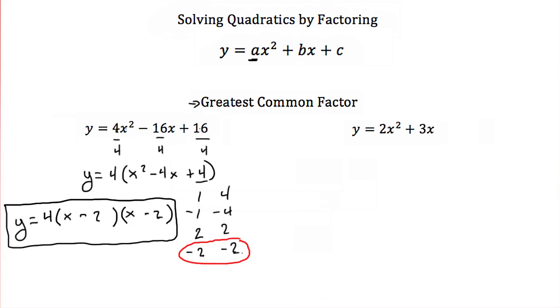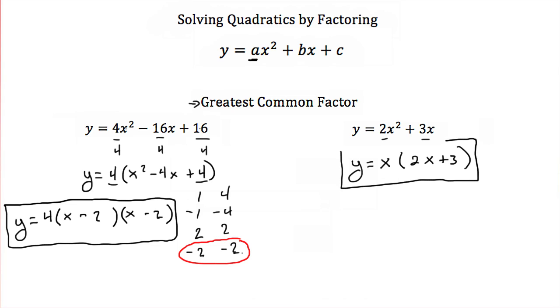Now we can have a greatest common factor that's a variable. It doesn't have to be just a number. If we have y is equal to 2x squared plus 3x, I can divide both of these terms by x. So if I do that, I'll get y is equal to x times 2x plus 3, because both of these are divided by x. So my greatest common factor then is x, and we've just factored this quadratic.